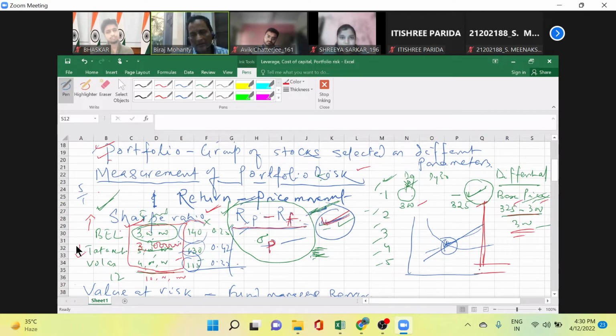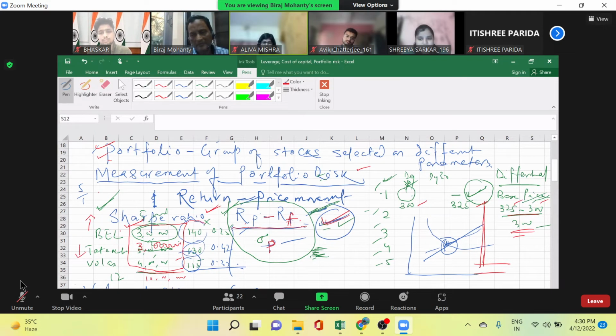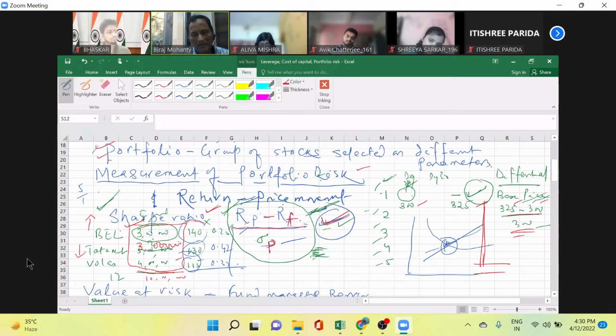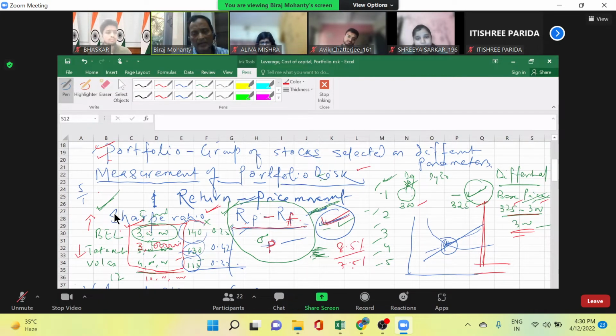Getting it or not? Yes, sir. Yes. So that way you can find out the return, and for risk-free return, you can take the RBI bond rate or something, maybe suppose 8.5% or 7.5%, like that. You have taken a return.